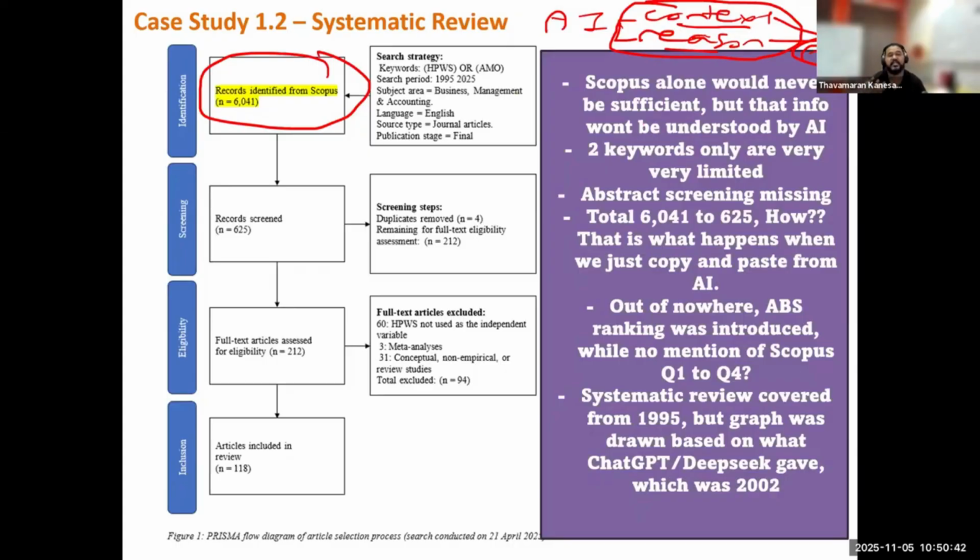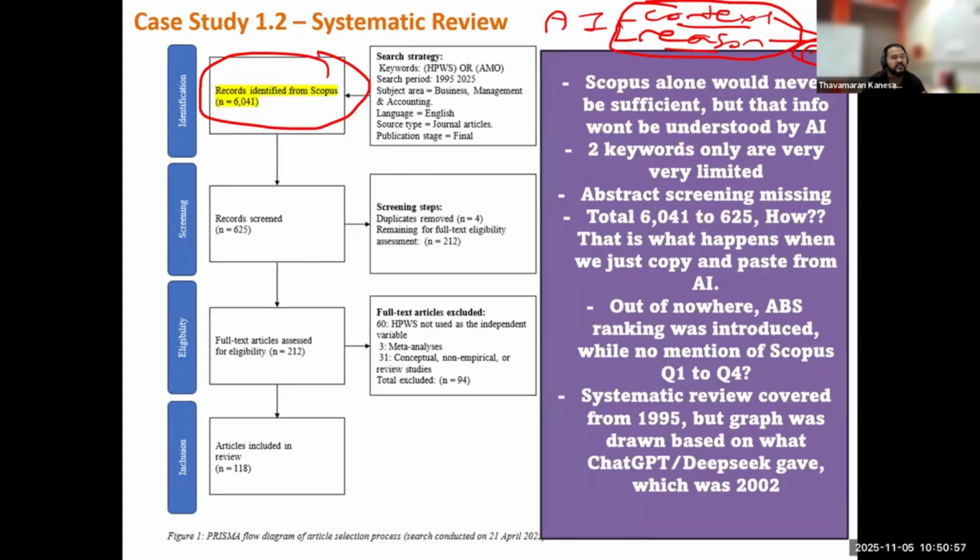The student also didn't know that they will need at least a couple of databases, minimum two. Okay, you need Scopus, Web of Science, Science Direct, IEEE, Emerald, Google Scholar. Some people still use Google Scholar, all these things. Okay, that's the first problem.